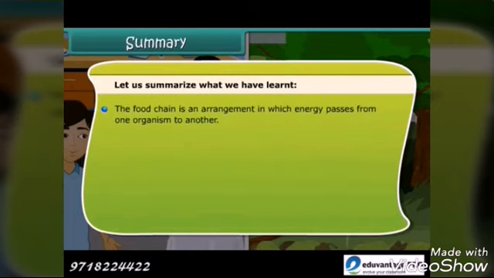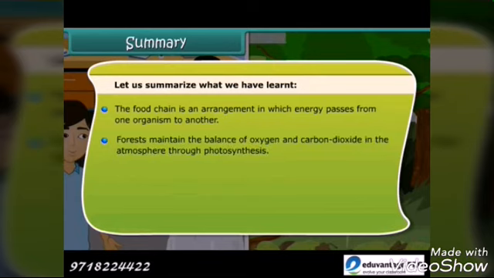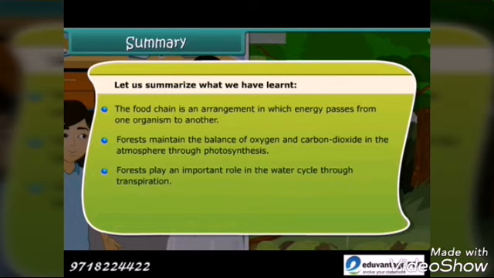The food chain is an arrangement in which energy passes from one organism to another. Forests maintain the balance of oxygen and carbon dioxide in the atmosphere through photosynthesis. Forests play an important role in the water cycle through transpiration. Forests prevent soil erosion.